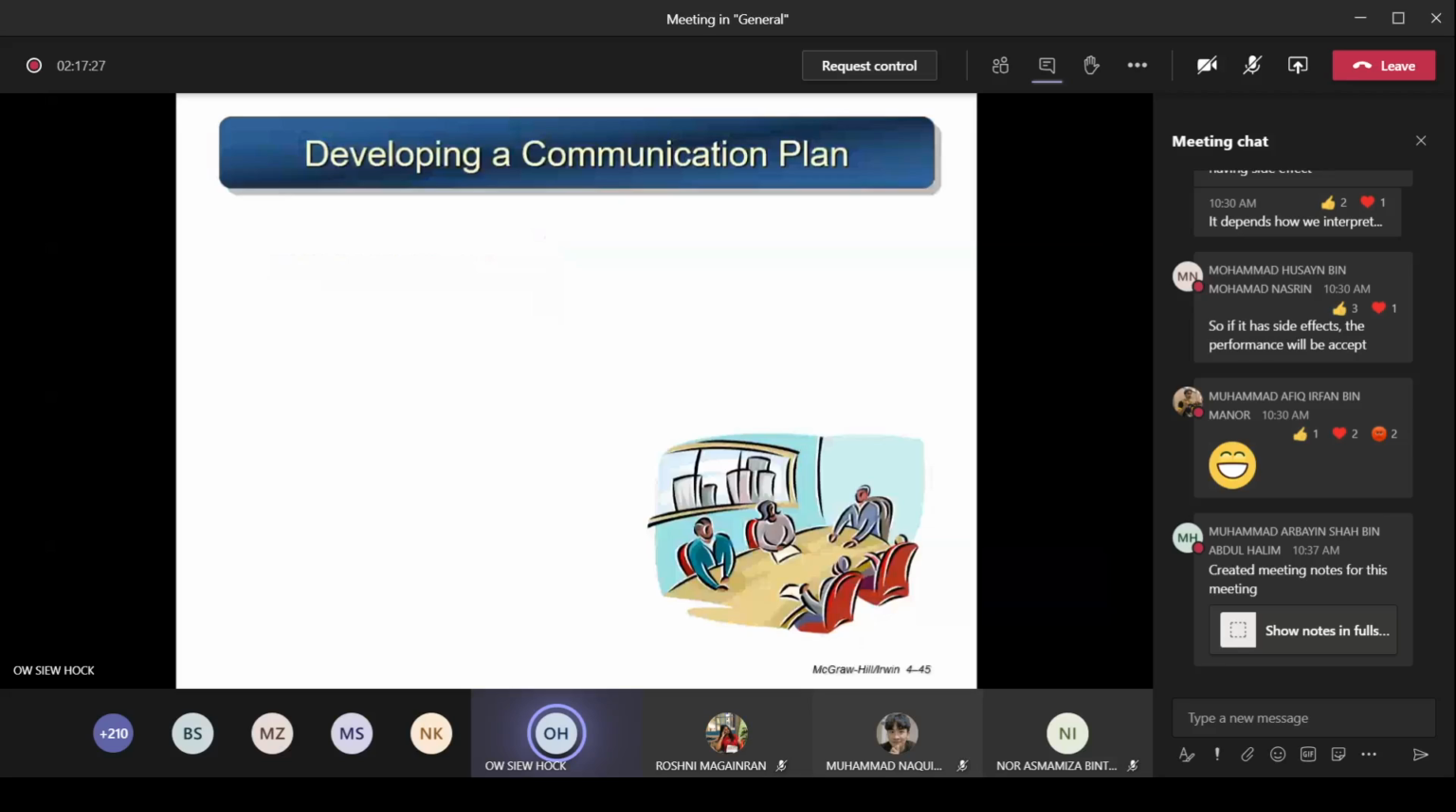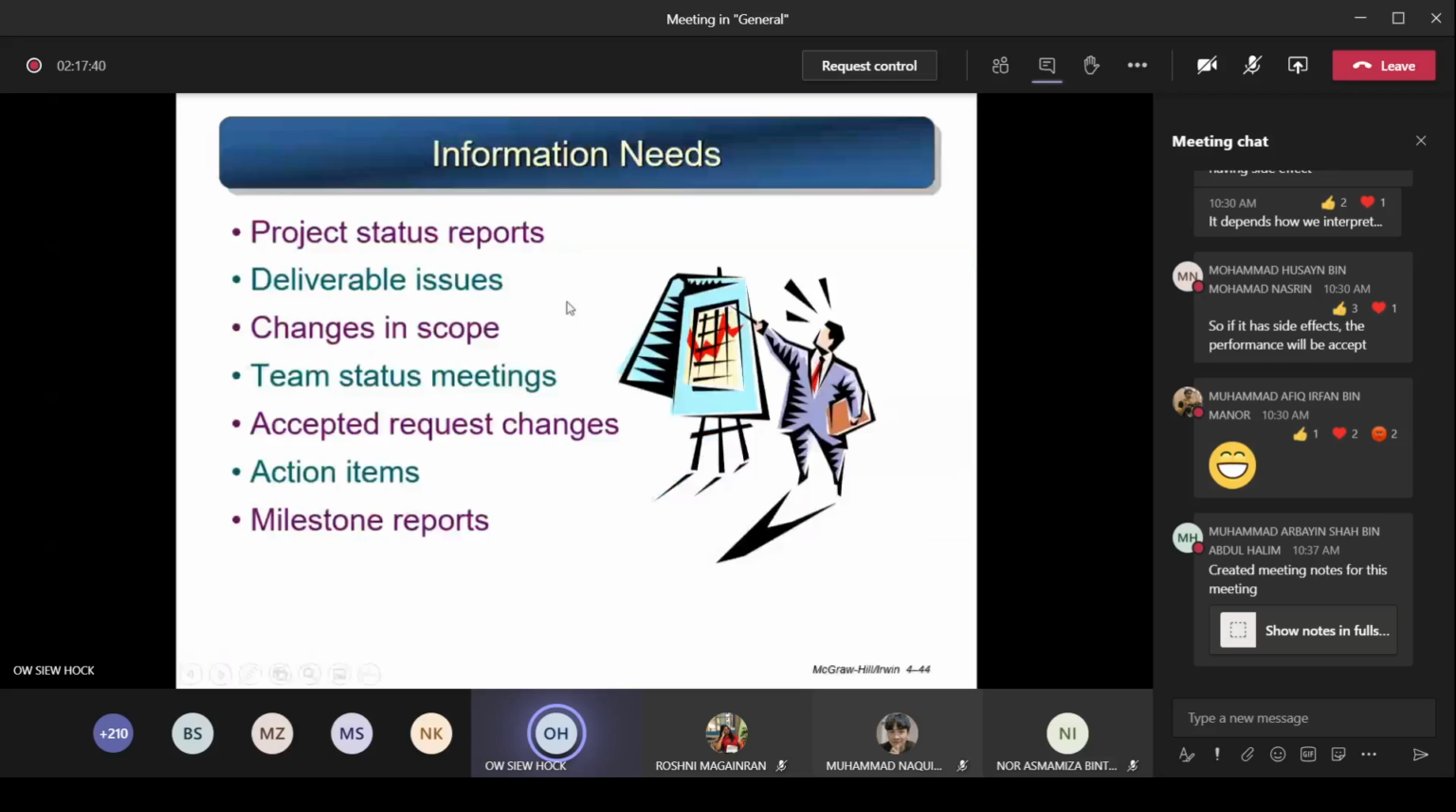Next is the milestone reports. At this point of time, what have you completed? Okay, at this point of time, I already finished the design of the questionnaire. And then you tell me, okay, when is the next milestone that you have to achieve? So these are all the milestone reports. These are the information that you have to send to certain particular types of stakeholders from time to time, on a regular basis.